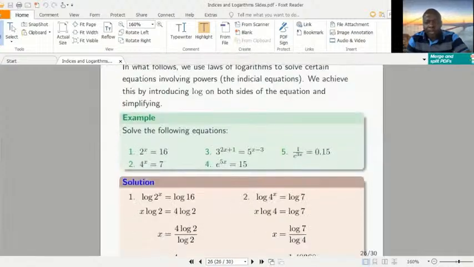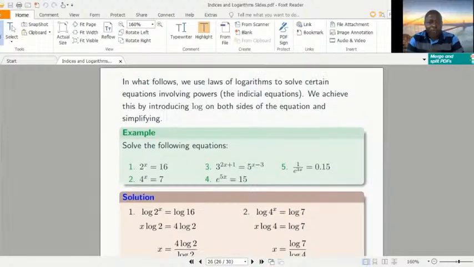Now, what have I written here? I've said that in what follows, we use laws of logarithm to solve certain equations involving powers. We achieve this by introducing log on both sides of the equation and then simplifying. So you're given an index equation and you're asked to solve. Of course, the first one is easy, but you see the first one, somebody can just write it the way we did earlier.